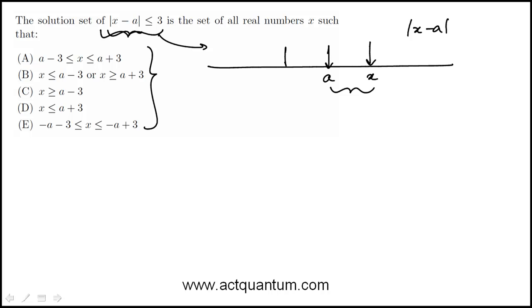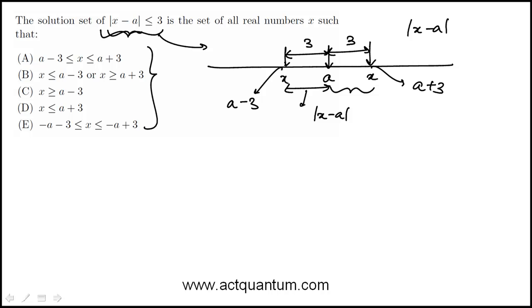X could be on either side, but this distance refers to the absolute value of x minus A. And we're looking for those values that are 3 units or less, meaning we're going 3 units on both sides of A, which means that x is a number. So this would be A minus 3. This would be A plus 3. So x is all of these values that fall between A minus 3 and A plus 3 inclusive.